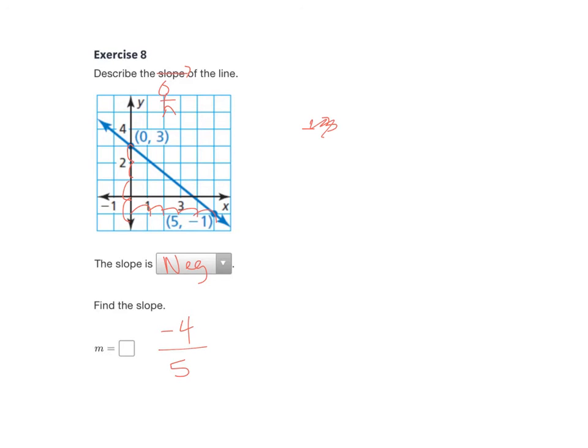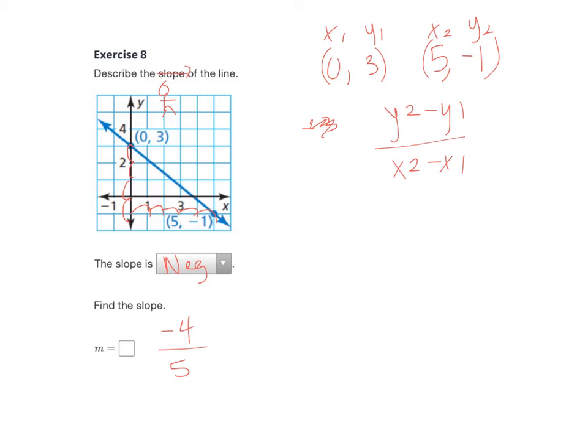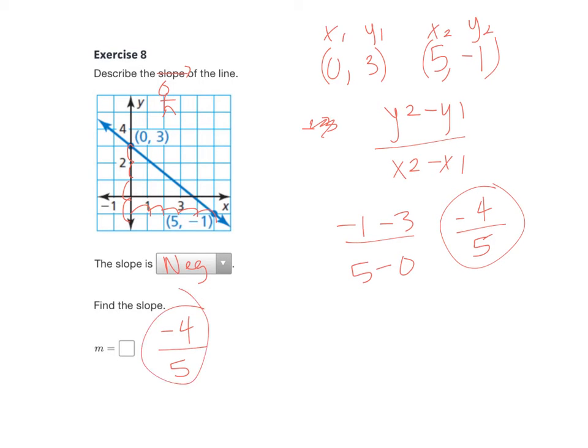Negative 4/5. If you use the formula, you have x from the first point is 0, y from the first point is 3. Then we've got 5, x from the second point, negative 1, y from the second point. Remember the formula is y2 minus y1 over x2 minus x1. So y2 is negative 1 minus 3 over 5 minus nothing. Negative 1 minus 3 is negative 4. 5 take away nothing. So this is how you do it with the picture, and this is how you do it with the formula. Same answer.